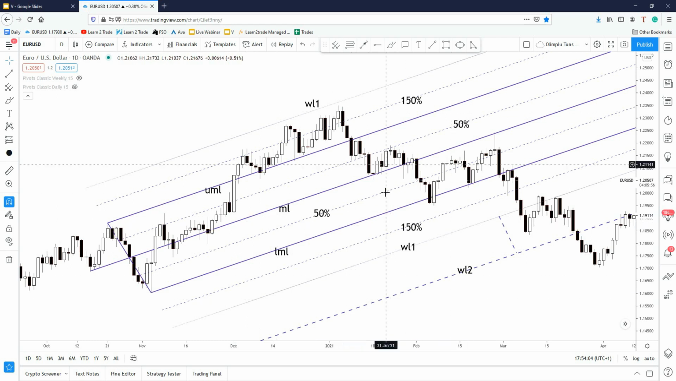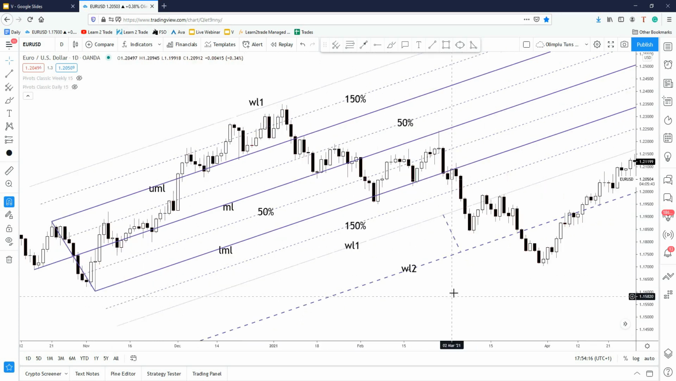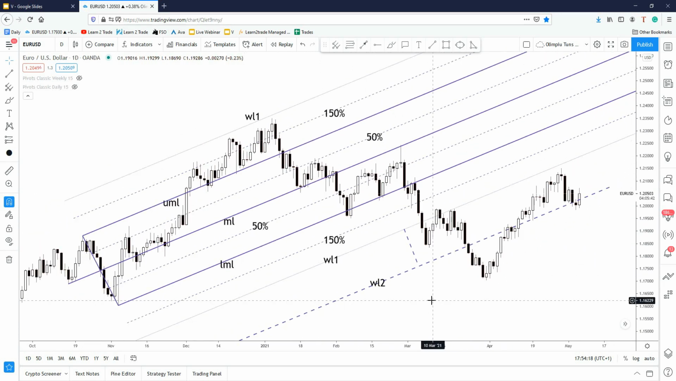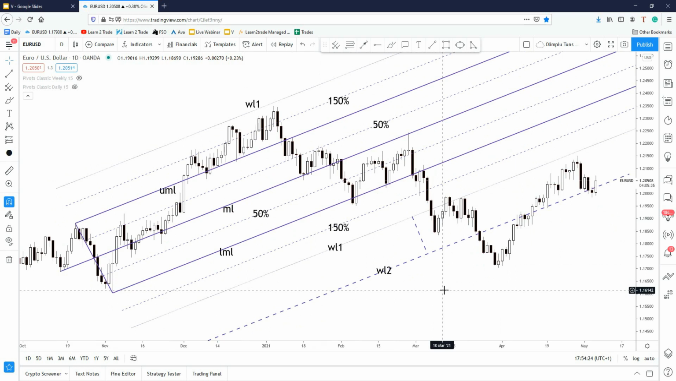So you can use all these lines, sliding parallel lines, warning lines, as potential targets, as potential resistance and support levels, okay? And you can use also other trading and technical tools, indicators, which will help you to identify great trading opportunities.